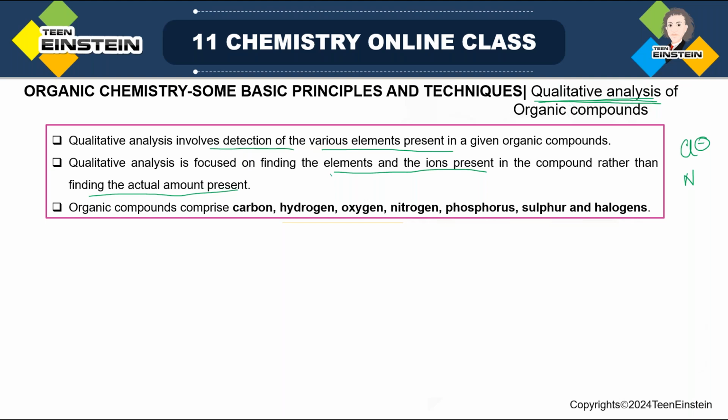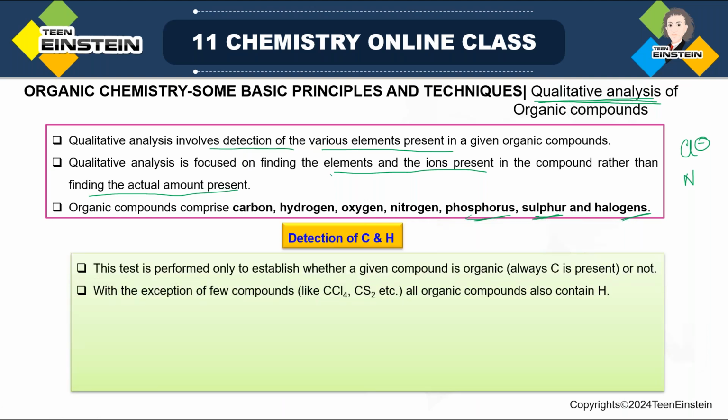Now which elements will we give priority? Carbon, hydrogen, oxygen, nitrogen, then phosphorus, sulfur, halogens. Okay. So next, we'll start with detection of carbon and hydrogen.